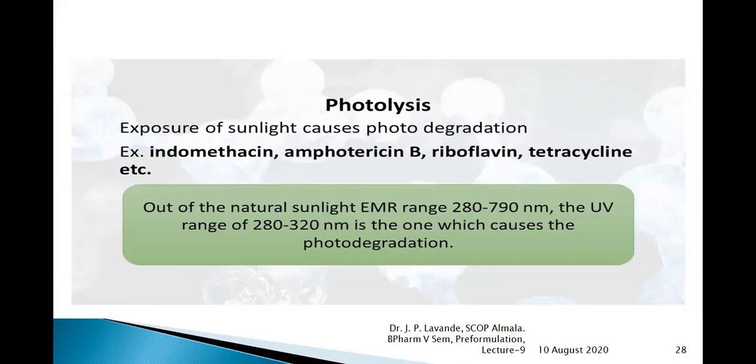And these are the agents which are more prone to the process of photolysis. What are these? These are indomethacin, amphotericin B, riboflavin, and tetracycline. And it is because of what? It is because of the UV rays. What is the UV range? It is in the range of 280 to 320 nanometer.